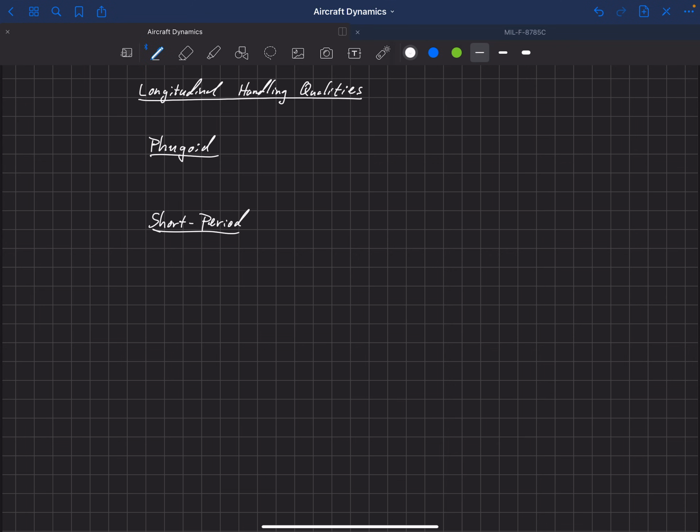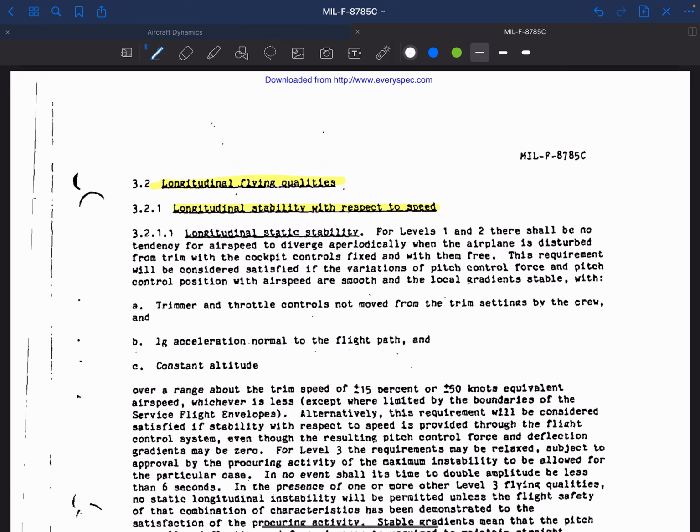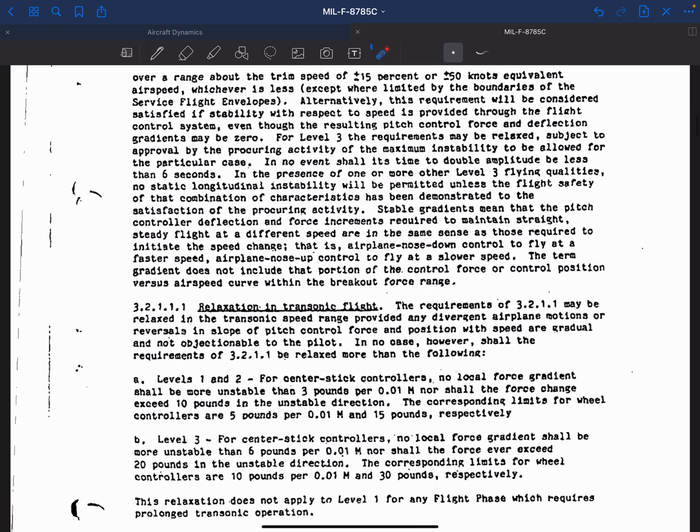So let's switch over here to this mil-spec document. Again, I downloaded this from everyspec.com. You can just go online and get a copy of it. Now we're in section 3.2 here, longitudinal flying qualities. So you can see that there is the longitudinal stability with respect to speed. We're not going to talk about that.